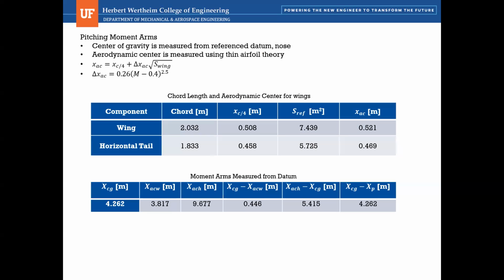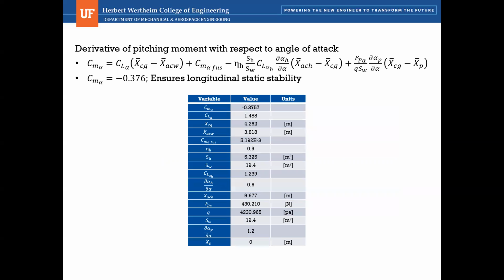And measured moment arms from datum, the distances from the center of gravity and the aerodynamic center of the wing, as well as the aerodynamic center of the horizontal tail, and the center of gravity of the engine housing, are used to calculate the entire pitching moment contribution.